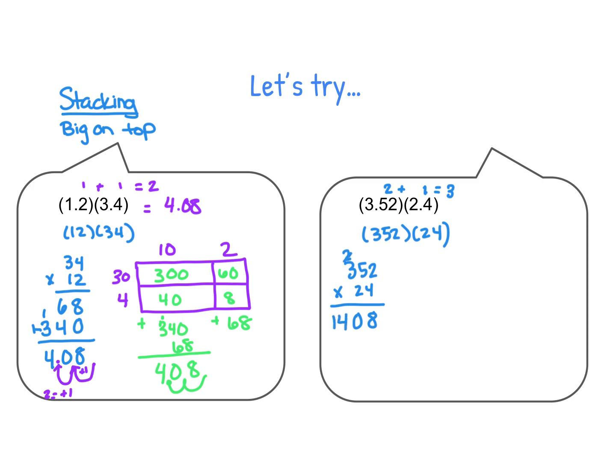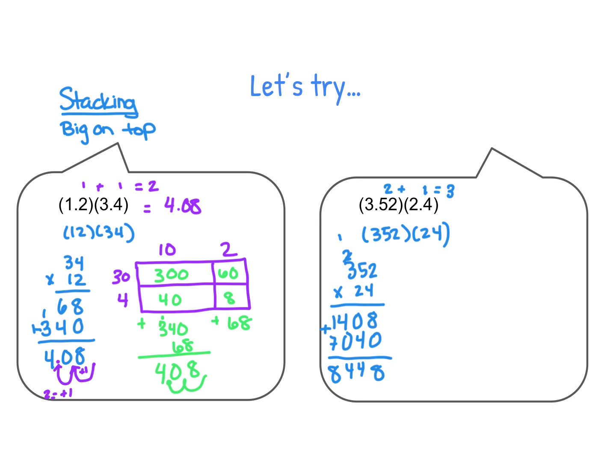We are done with that. Put our 0 in to cover our unit space. 2 times 2 is 4. 2 times 5 is 0, carry the 1. 3 times 2 is 6, plus 1 is 7. Now we're going to add that up together. 8 and 0 is 8, 4 and 0 is 4, 4 and 0 is 4, and 7 and 1 is 8.